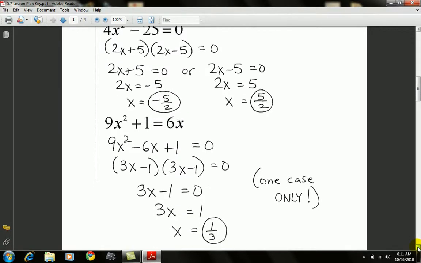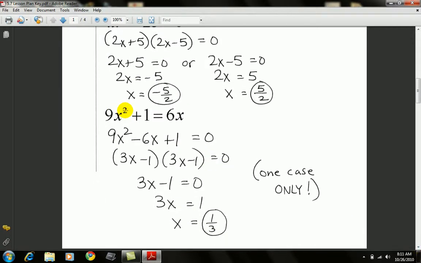Okay, here we go. The next equation is also a quadratic. 9x squared plus 1 equals 6x. The problem is it's not in standard form. And in order to get it in standard form, I need this 6x to be a 0 and I need it to be on the other side. So we're going to subtract it from both sides, leaving me with 9x squared. Notice we put the minus 6x in the middle because we want this in the correct order. Of course, the plus 1 is equal to 0.